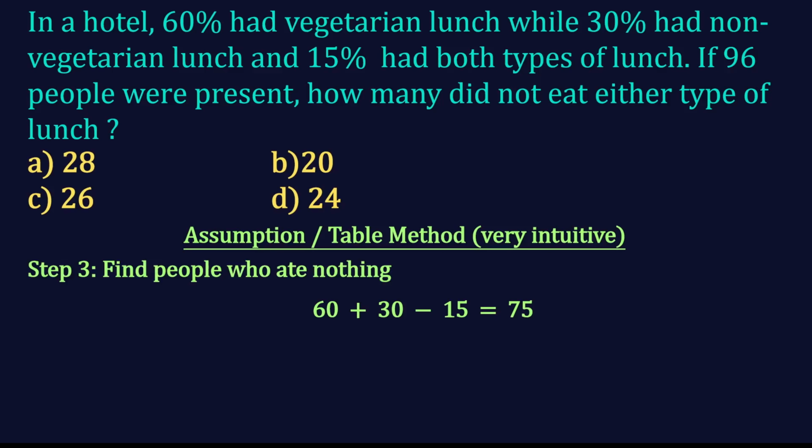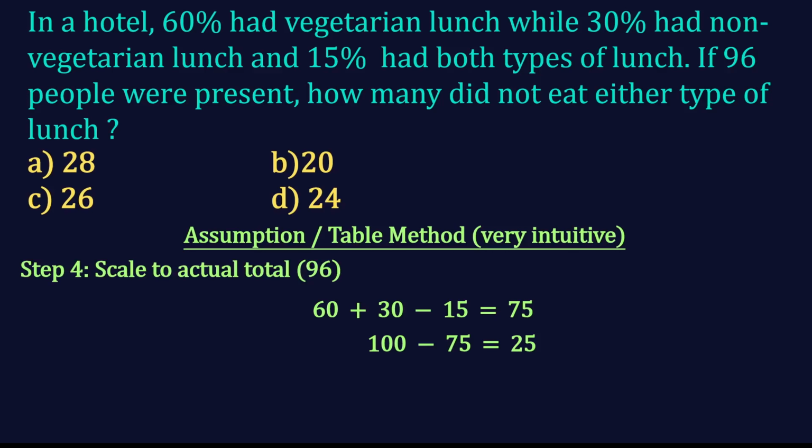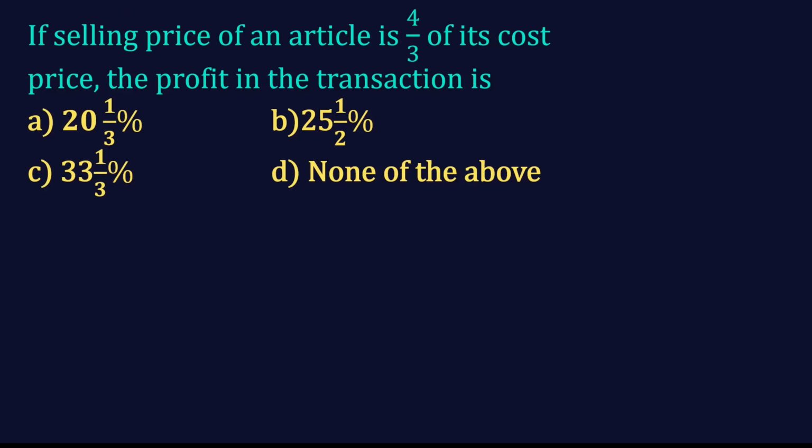And people who ate nothing would be 100, the overall total value, minus the 75 people. That would give me 25. So 25 people who ate nothing. Now we need to scale to the actual value, which is 96, because that's the total number of people. So that would be 25% of 96. The same process, 25 over 100 times 96, that would give me 24, which is the same answer. Let's move on to the next question.